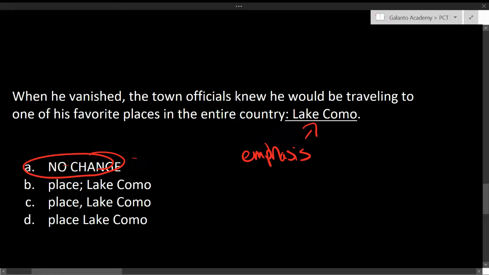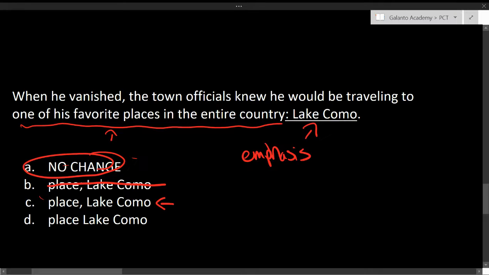So B wouldn't work because for our semicolon, remember, we need two independent clauses on both sides, which we only have one independent clause. A comma would not be our best choice here because we're saying he would be traveling to one of his favorite places in the entire country. So, we know that he has multiple favorite places. We don't know which one this is. So Lake Como is essential information. So it's not a non-essential appositive, as we've talked about in the other videos.